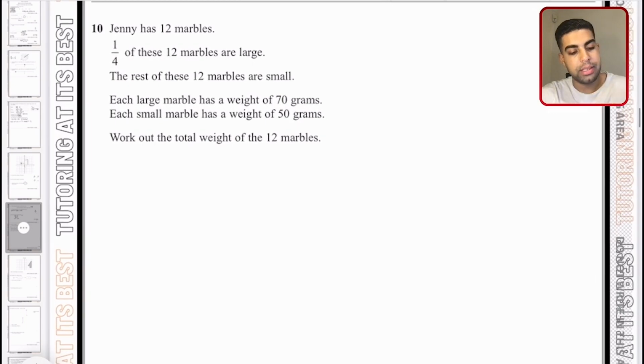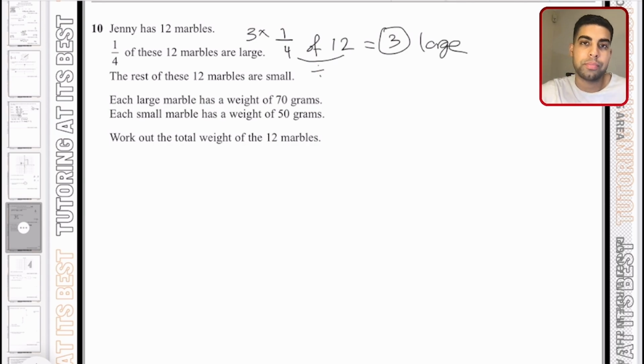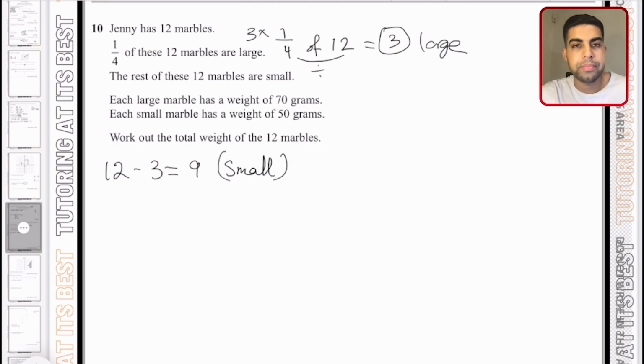Okay, question number 10. Jenny has 12 marbles, and a quarter of these 12 marbles are large. So again, we need to find a quarter of 12. Remember here that we need to divide by our denominator and multiply by our numerator. So 12 divided by 4 gives us 3, and 3 times 1 gives us 3. So we now have 3 large marbles. And the rest of these 12 marbles are small. So we can now have 12 take away 3, which gives us 9, and that is our small marbles.